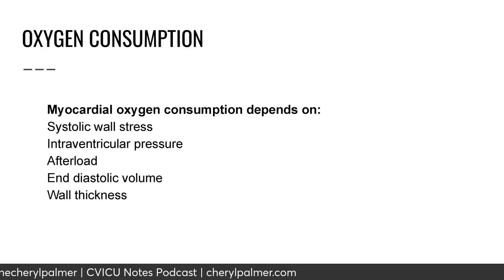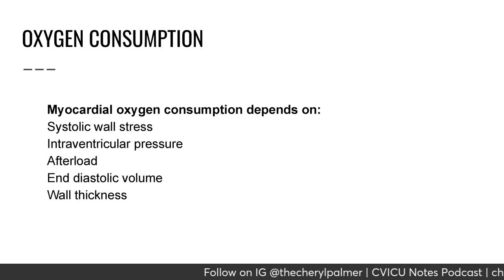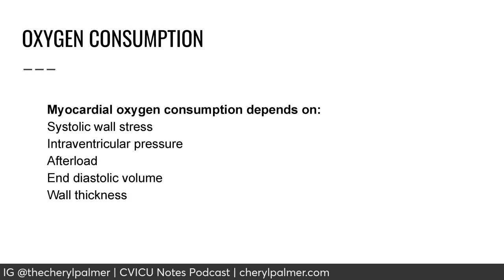Oxygen consumption. Myocardial oxygen consumption depends on systolic wall stress, intraventricular pressure, afterload, and diastolic volume and wall thickness.